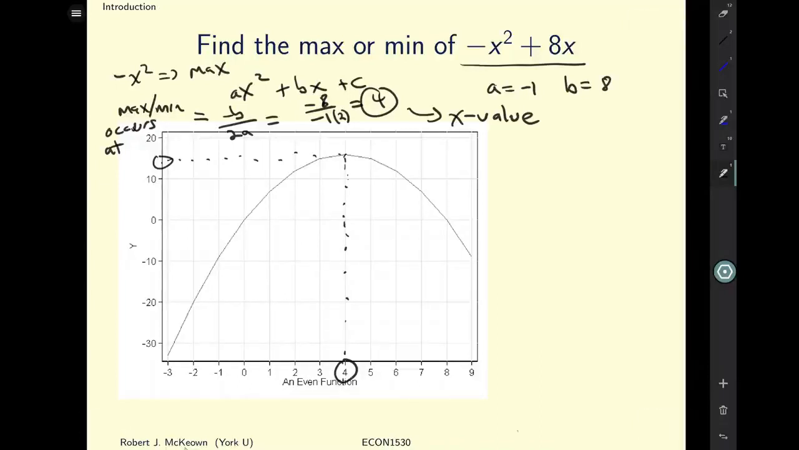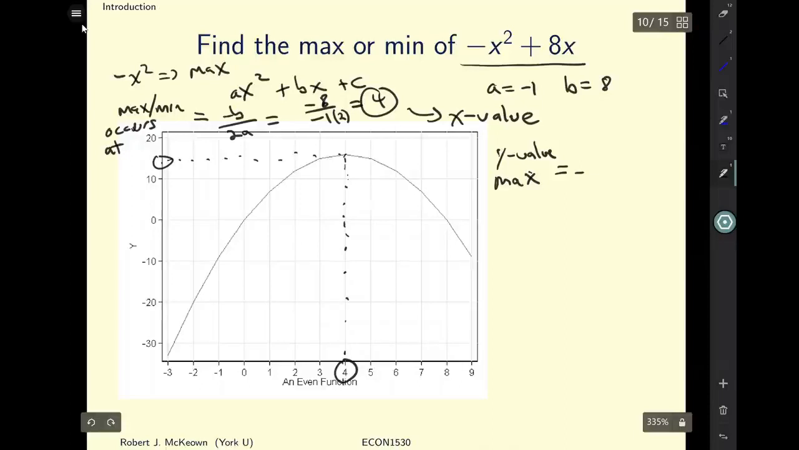Now you could have just looked at the diagram and told me what the maximum was. If I want the y value, the max value is going to be equal to negative 4 squared, that's written like that, plus 8 times 4, and we're going to get 16. So we know at this point over here is 16.